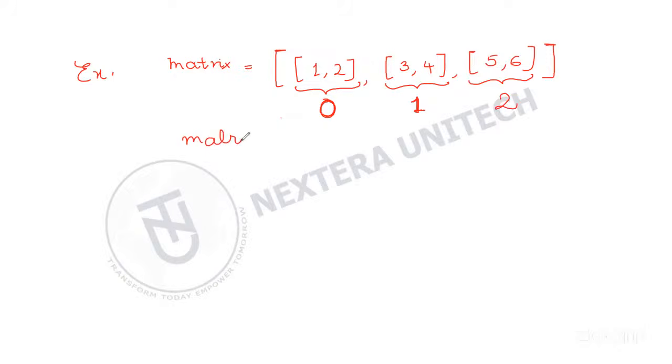So what will I do? I'll give matrix, which is the variable name, and inside of that I'll give square brackets and I'll give 0. So what does this give me? This is the first element with index 0, the second element with index 1, and the third element with index 2. So this will give me the output 1, comma 2. Okay. So it will give me the element here.